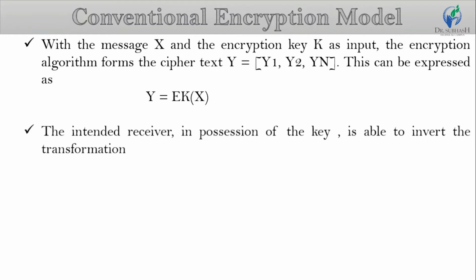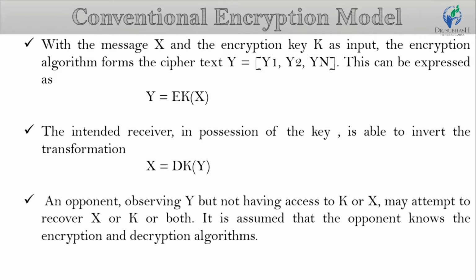The intended receiver, in possession of the key, is able to invert the transformation, X = D_K(Y). Opponents observing Y but not having access to K or X may attempt to recover X or K or both. It is assumed that the opponents know the encryption and decryption algorithms. If the opponent is interested in only this particular message, then the focus of effort is to recover X by generating a plaintext estimate. Often, if the opponent is interested in being able to read further messages as well, an attempt is made to recover K by generating an estimate.